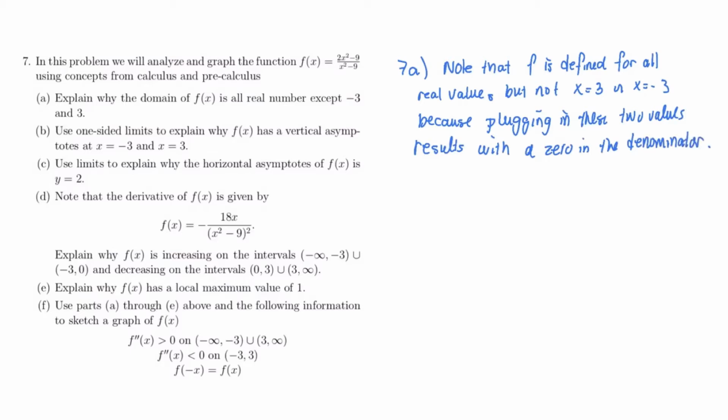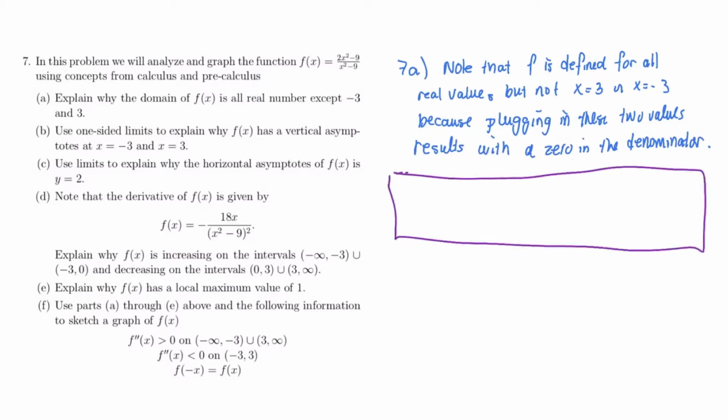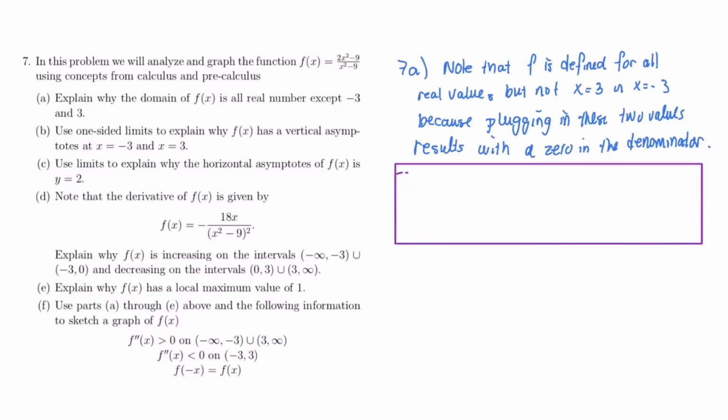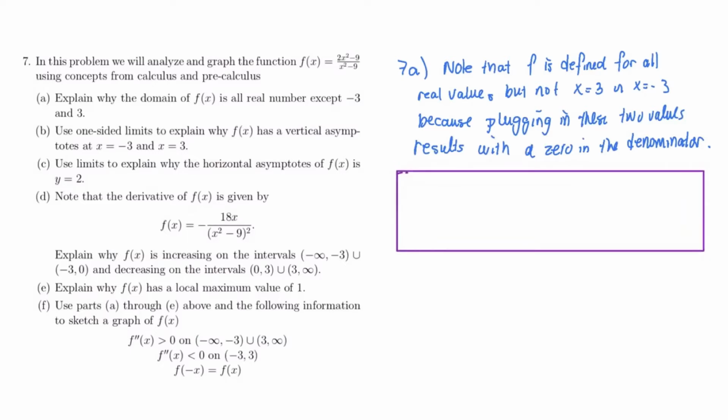Notice that if you plug in, so now this is me just explaining, that's not part of the answer, but notice if you plug in 3, so f of 3, you would get 2 times 3 squared minus 9 over 3 squared minus 9, which would give you 18 minus 9 over 9 minus 9, which is 9 over 0. And that's the problem, okay?